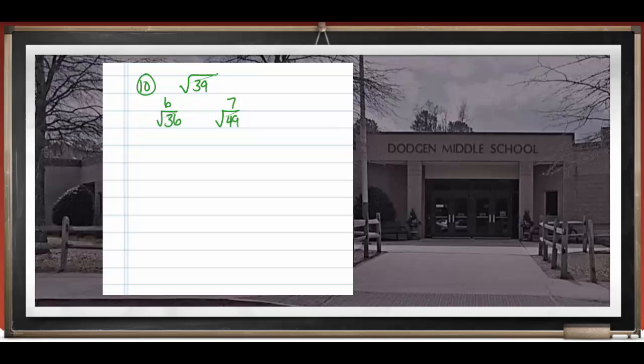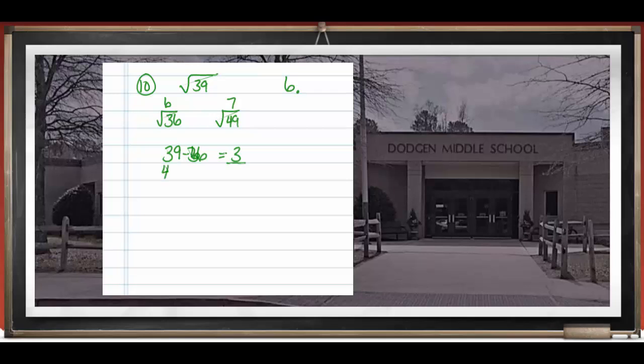Well, now we want to know more accurately what its decimal value might be. So we know its value is going to be greater than 6, and it has to be less than 7, so it's going to be 6 point something. And now in order to approximate its decimal value, we're going to take our 39 value and subtract from it 36. And 39 minus 36 gives us 3.